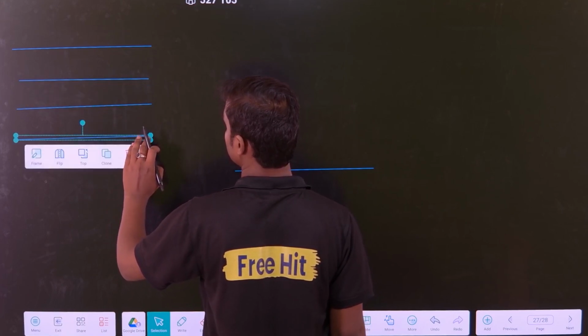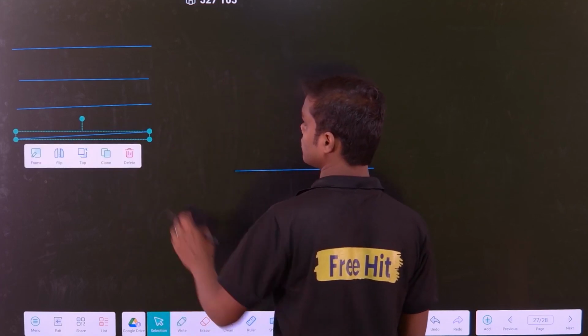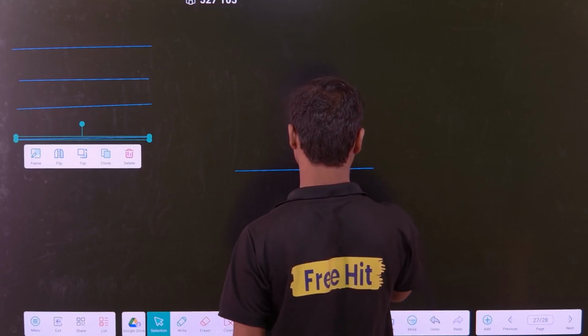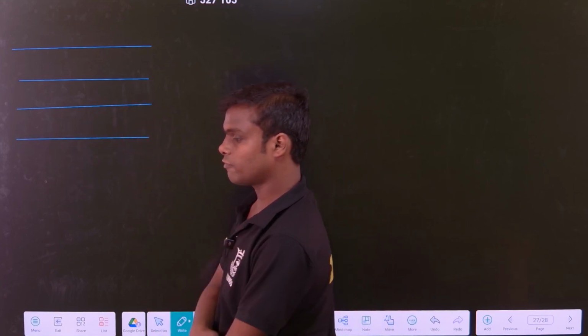Okay, consider it as an equal distance, because it's not exact, but you treat it as okay. Yeah. So suppose these are the field lines.